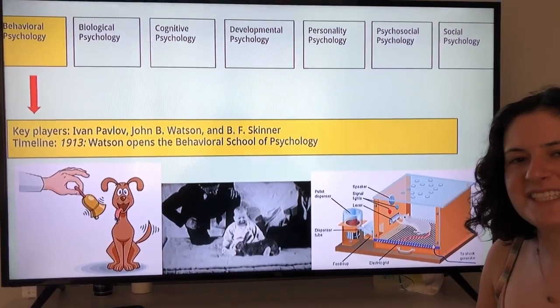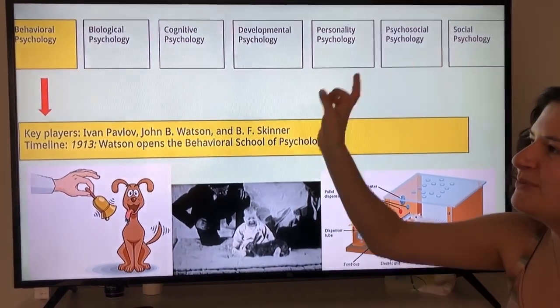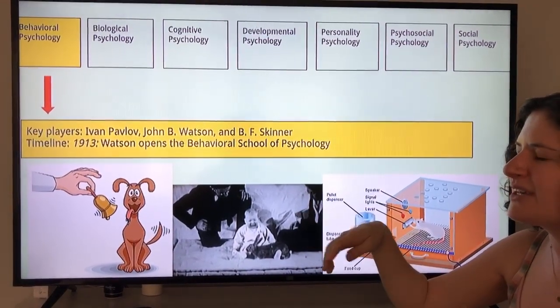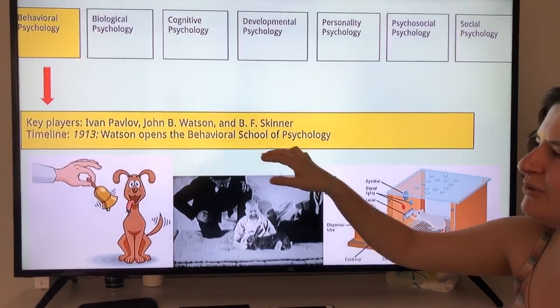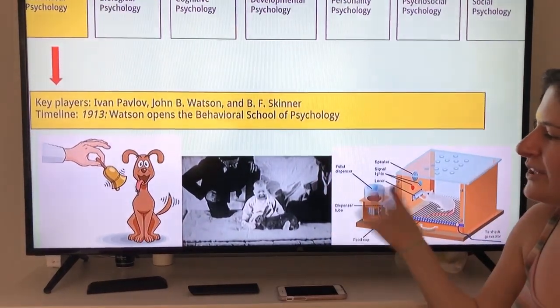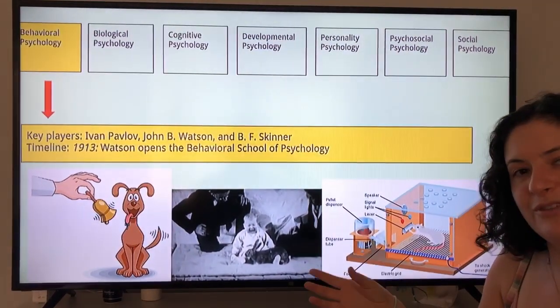So today we're going to continue our study of various psychological approaches. We're going to be looking at behavioral psychology. Now, the key players in behaviorism are Ivan Pavlov, John B. Watson, and B.F. Skinner. And they have all conducted experiments that look at various aspects of behaviorism.